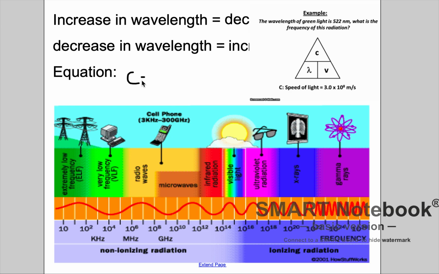C equals lambda times V. But depending on what you are solving for, you could just cover up the variable. So if you're trying to find wavelength, you'd cover up lambda and take the speed of light divided by frequency. Or if you're trying to find frequency, cover up the V, and take the speed of light divided by lambda. So that is the equation there: C equals lambda times V.